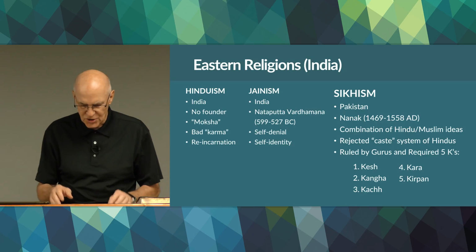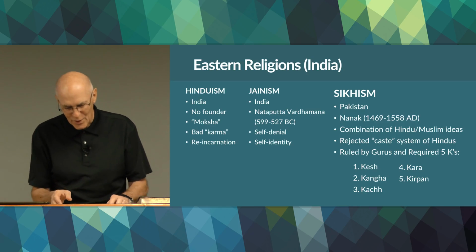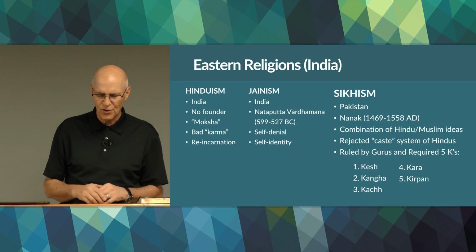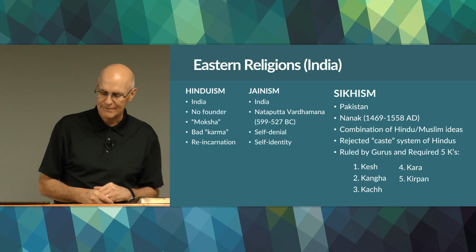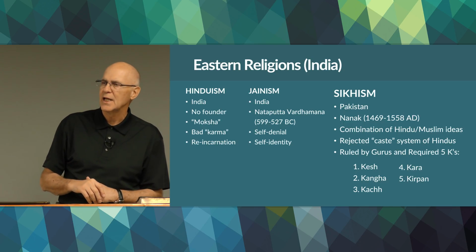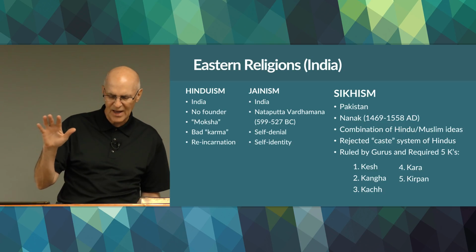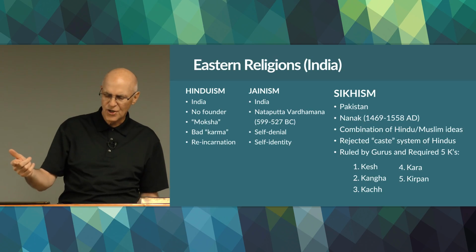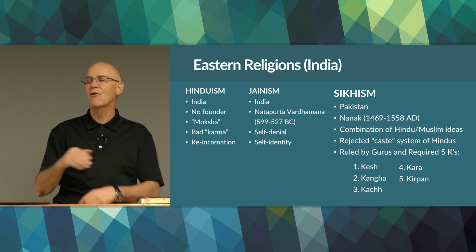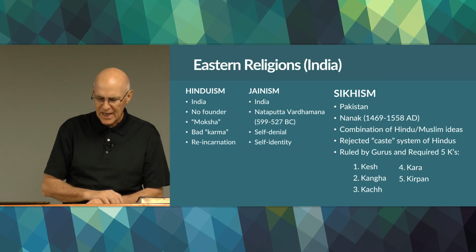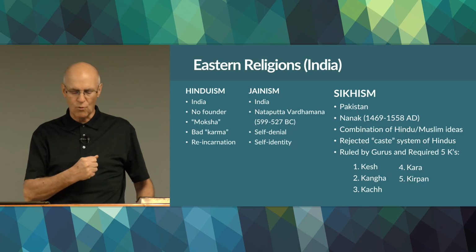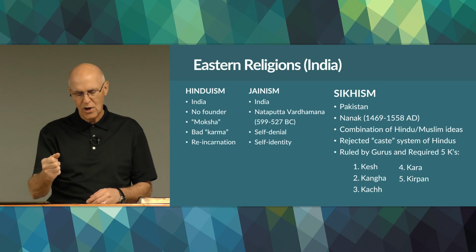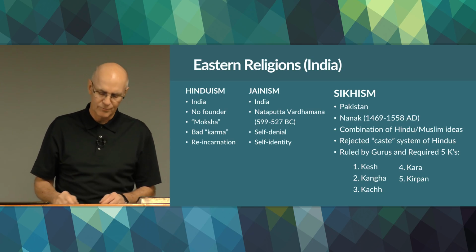Sikhism was ruled by a succession of gurus, the last of which, Gobind Singh, required all devotees to add the term Singh, which means lion, to their names and carry the 5 Ks. The kesh, which is the long hair or the turban, the kangha, the comb, the kachera, the shorts, the kara, the steel bracelet, and the kirpan, which is the dagger or the sword. And carrying these 5 items was a sign that they belonged to this particular religion.